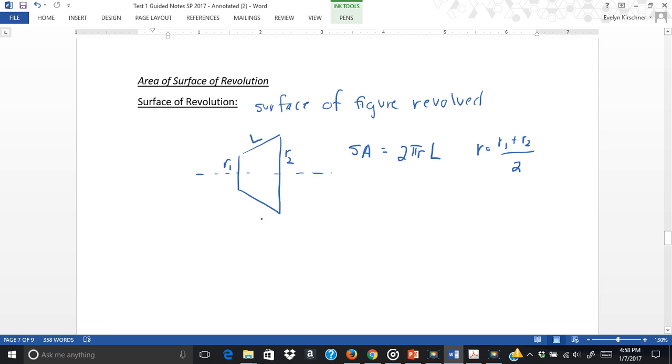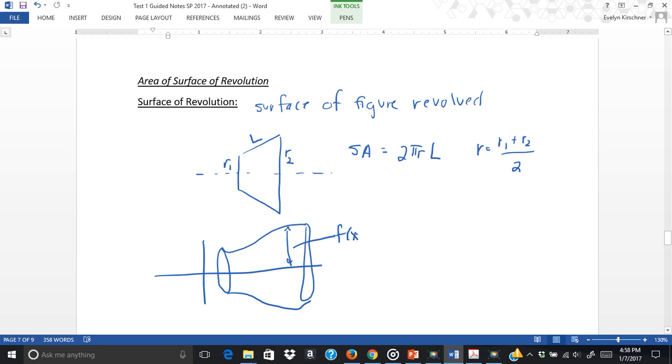It gets a little bit more interesting if I have a different type of function. So let's say I had a function that looked like this, and I was to revolve it. So it looks like this. I still have some r, but guess what this r here is? The function. I need to know my L, and it's changing, and it's just like arc length. So my little delta Li is my arc length, just like before: change in x squared plus change in y squared.